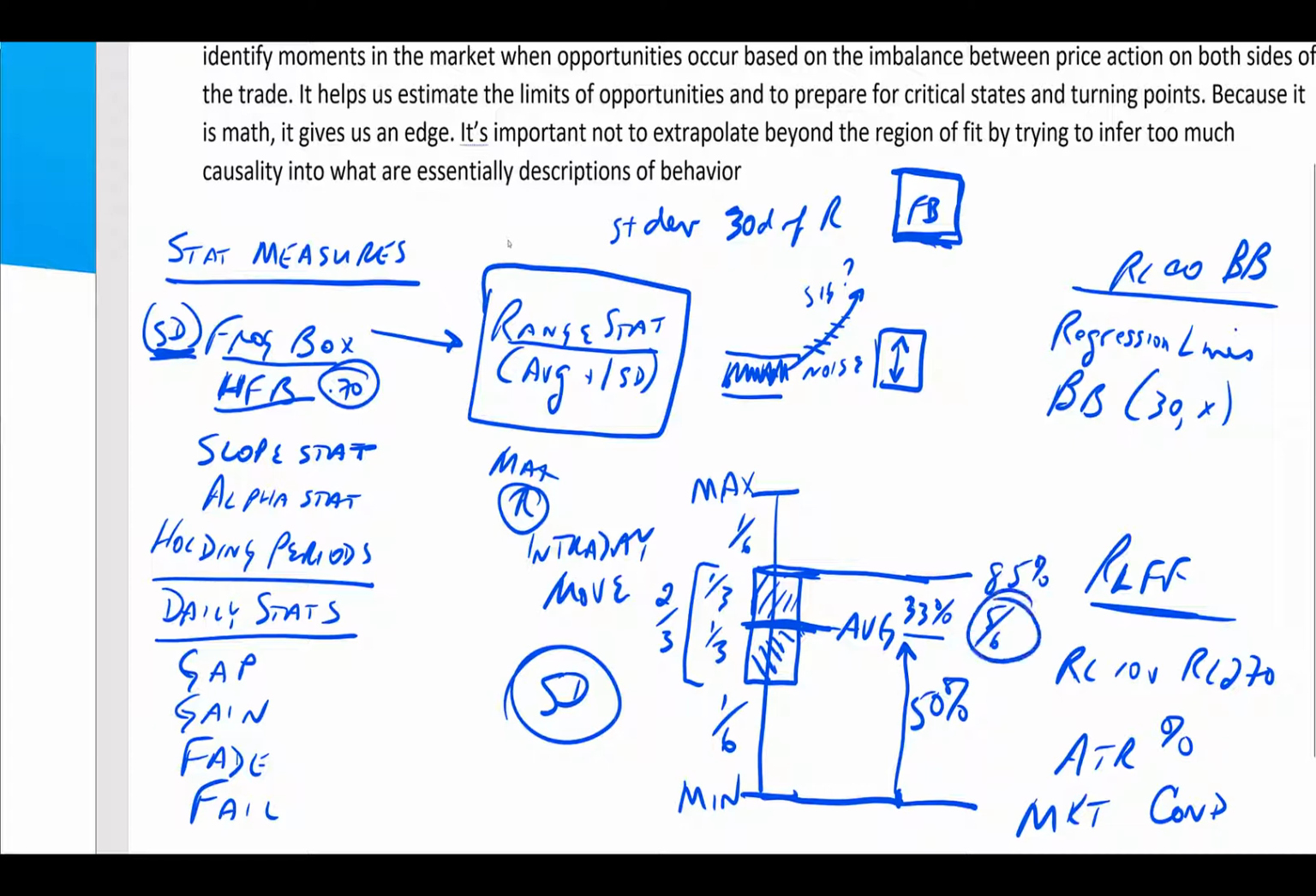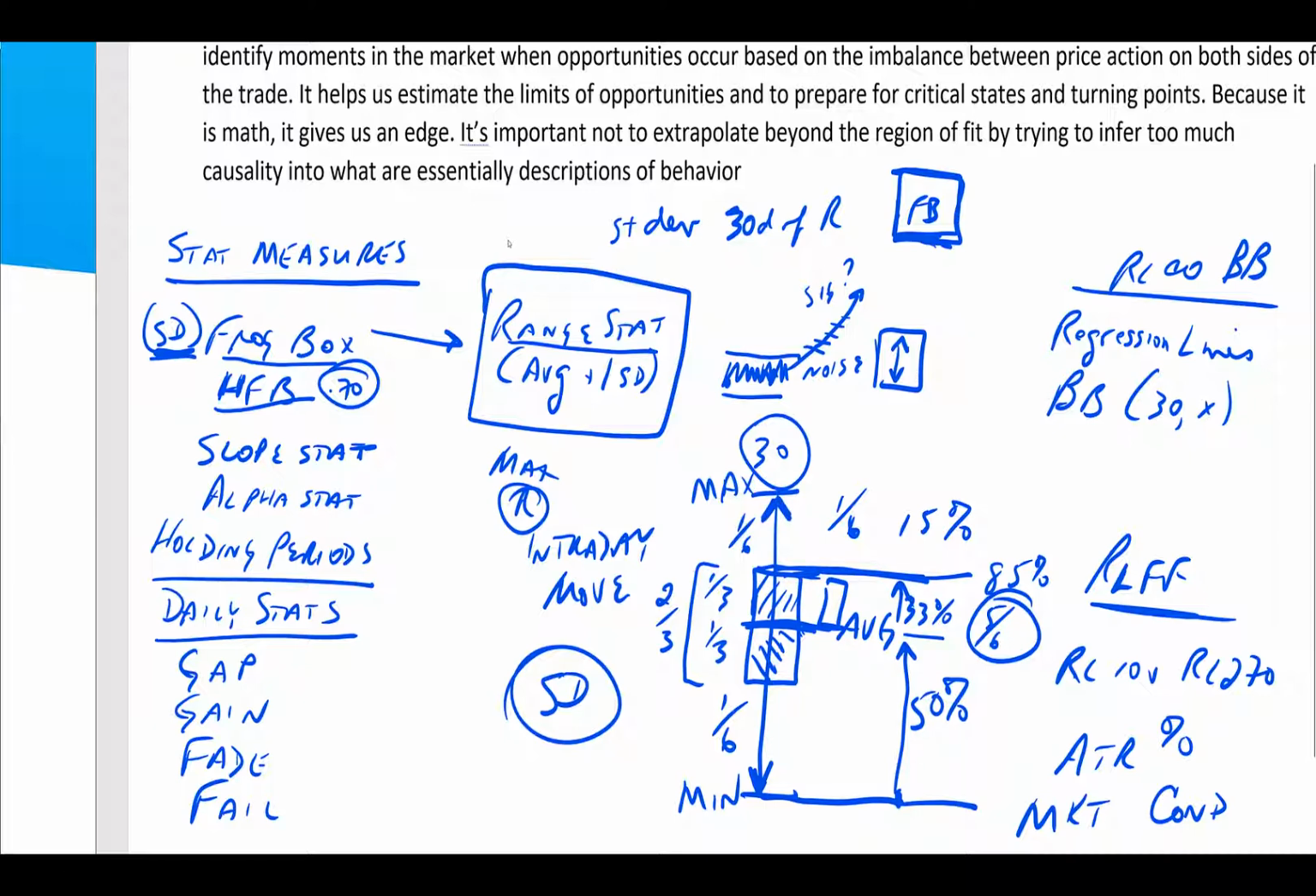5 out of 6 times the ranges of the last 30 days were less than average plus 1 standard deviation. Only about 15% of the time, or 1/6 of the time, did it ever go beyond that. Now, we're not predicting that tomorrow it'll do that, but what we can say is that given the last 30 days of behavior, we can describe the daily ranges, the nature of the daily ranges in the following way.